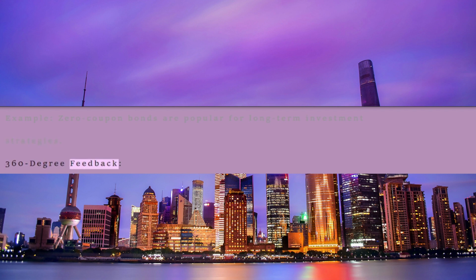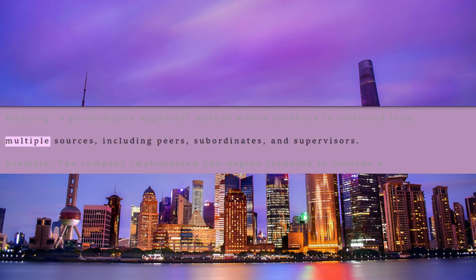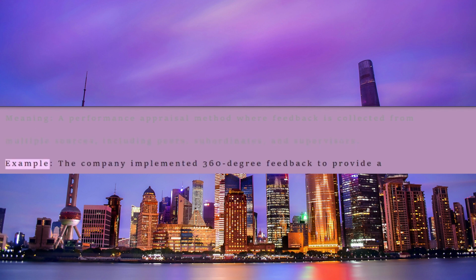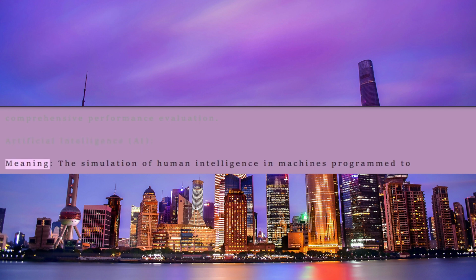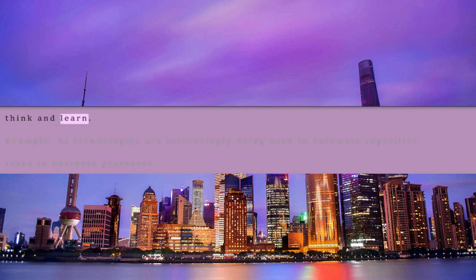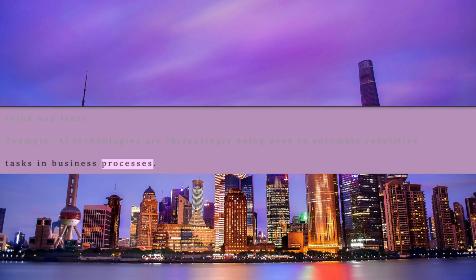360-degree feedback. Meaning, a performance appraisal method where feedback is collected from multiple sources, including peers, subordinates, and supervisors. Example, the company implemented 360-degree feedback to provide a comprehensive performance evaluation. Artificial intelligence, AI. Meaning, the simulation of human intelligence in machines programmed to think and learn. Example, AI technologies are increasingly being used to automate repetitive tasks in business processes.